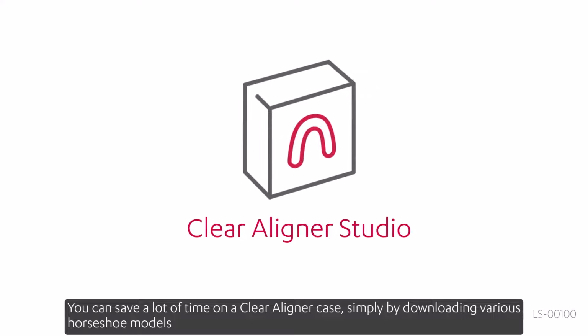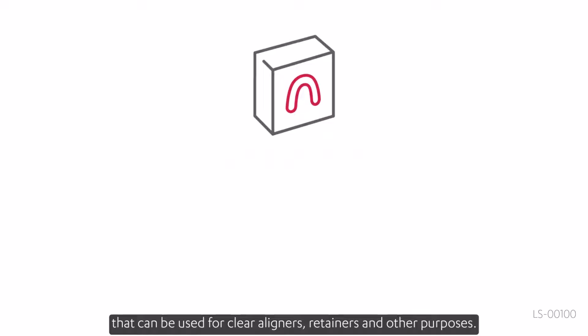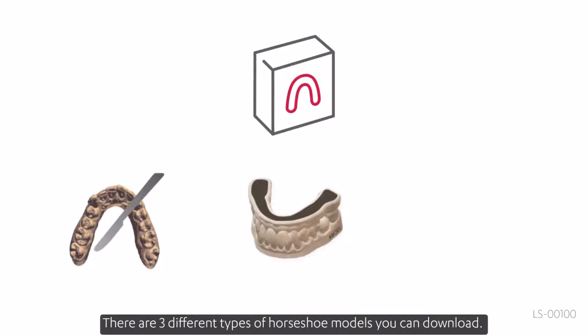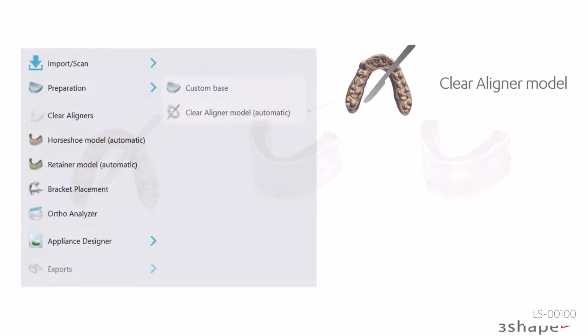You can save a lot of time on a clear aligner case simply by downloading various horseshoe models that can be used for clear aligners, retainers, and other purposes. There are 3 different types of horseshoe models you can download. All are calculated automatically in the background when a new scan is introduced to the patient browser.